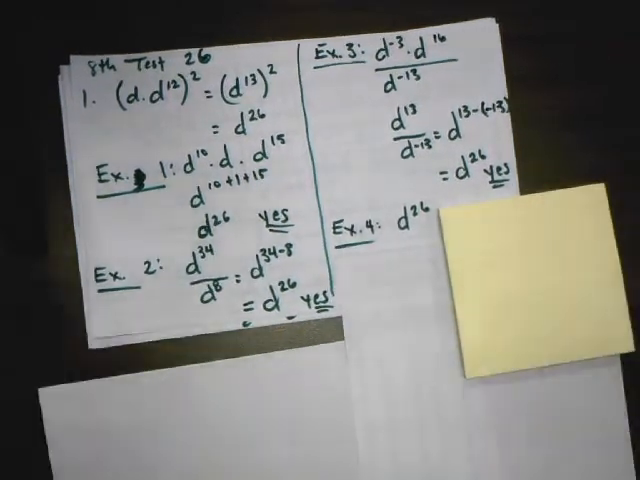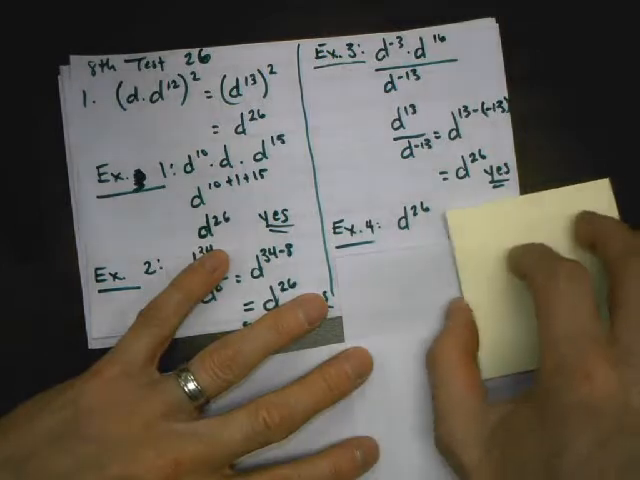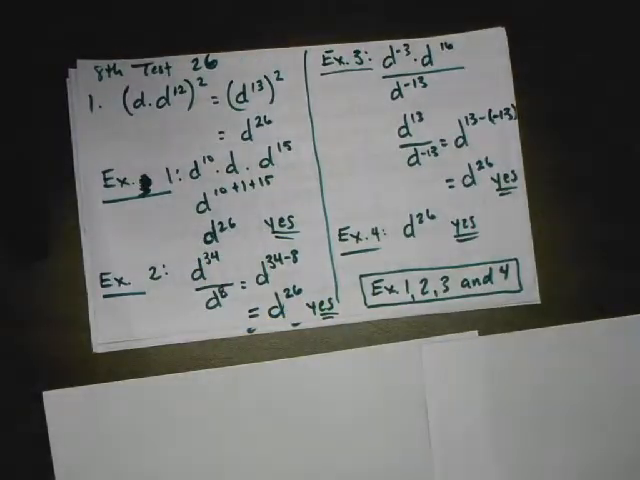So the last one is already simplified for us. D to the 26 is the same. So this time all 4 of them are the same.